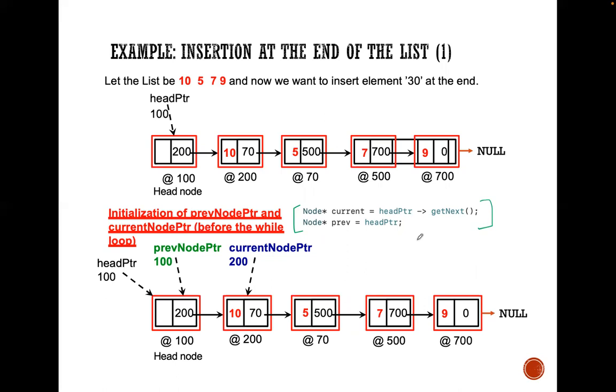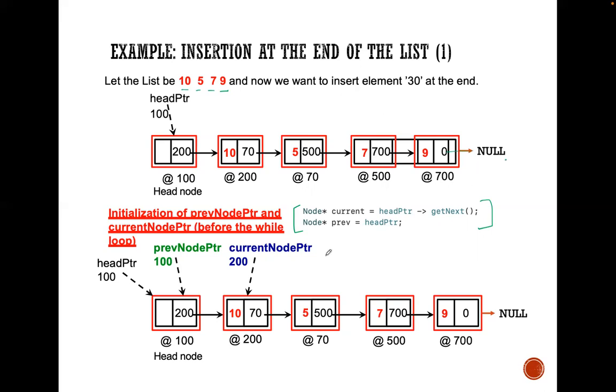So this is our first two lines. We're initializing current and previous, and this is our list. In this example, we have 10, 5, 7, and 9. So we have the head pointer pointing to the first node, the second node has the value 10, then 5, then 7, then 9. This is the last node, so that's why it's pointing to the null pointer.